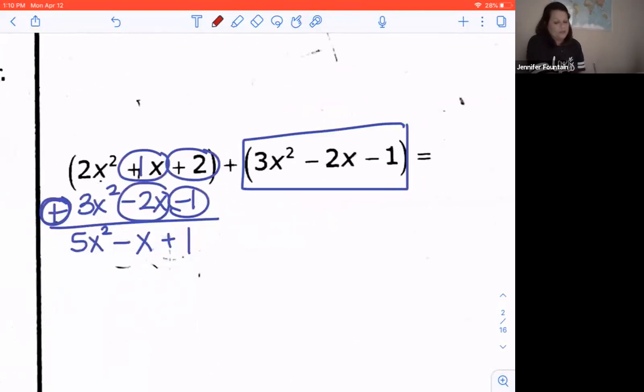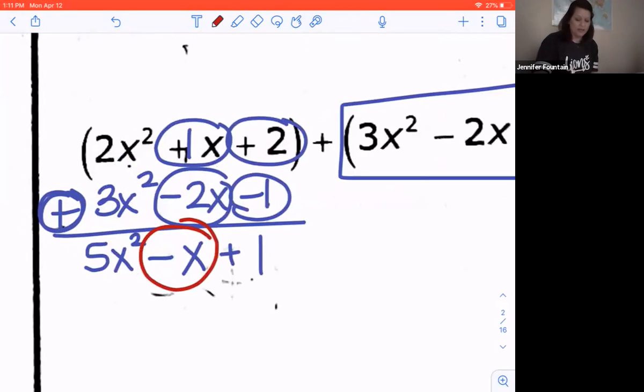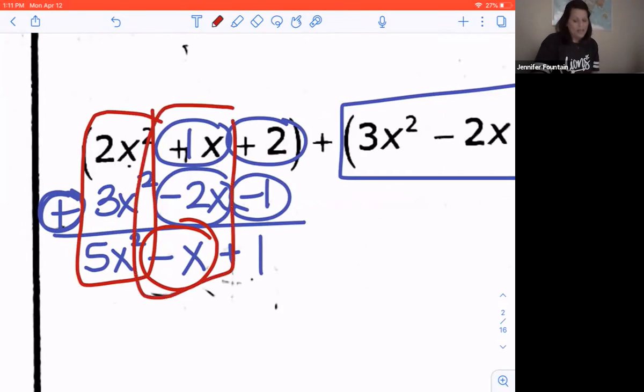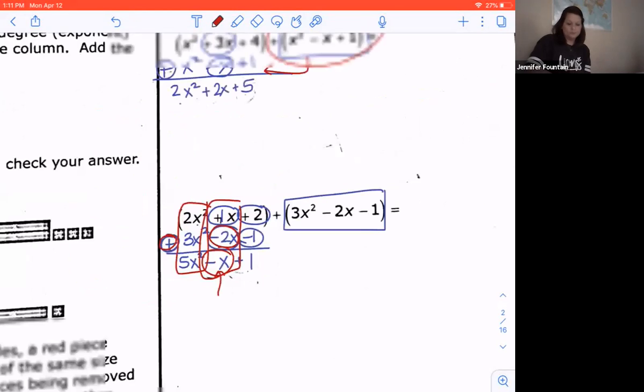The next one, like I said, if you need to put a 1 in front of your x to remember that that is 1x, you can. But the main thing is to make sure that when we look at what separates our terms, it's based on, when I combine like terms, is it positive or negative? So in this one, I had 2x squared plus 3x squared, so that was positive. But in my middle, I've got 1x plus a negative 2x. So 1 plus a negative 2 is the same as 1 minus 2. 1 minus 2 is a negative 1. So that's why I have minus x. Okay? Any questions about that?